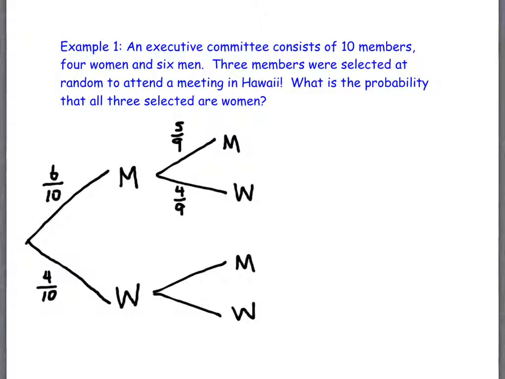Okay, how about down here? In this case, I've drawn a woman's name out of the hat. So how many men's names are still in the hat? 6 out of 9, good. How many women's names are still in the hat? 3 out of 9.